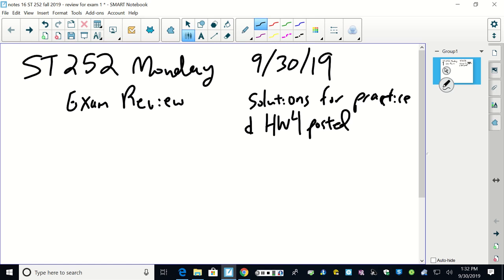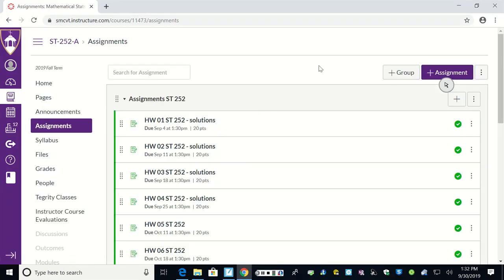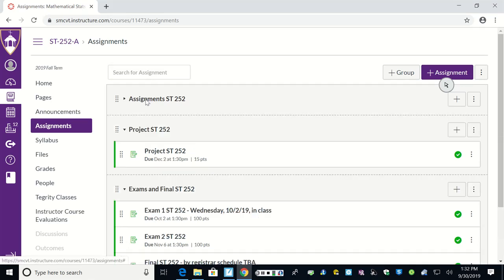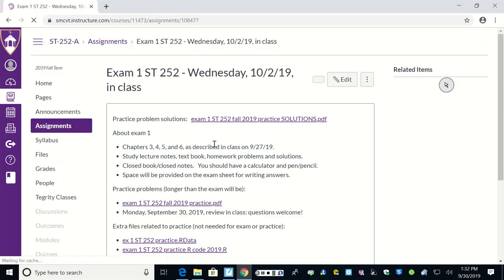Solutions for the practice problems in homework 4 are posted. I just wanted to put these up. I don't have copies printed out for everybody. Under the assignments folder, go there. There's all the homework assignments that are there, and then eventually we have a project, but then there's this exam 1 link under there.